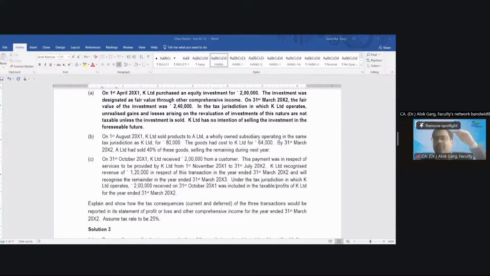Asset, your value of inventory in the books is lower than your tax base. So asset is going to be created. At what value? 48,000 minus 38,400. 9,600 is the temporary difference. 9,600 multiplied by 25%. So deferred tax asset of 2,400 is going to be created in this case. So let's see what is the answer which is given.